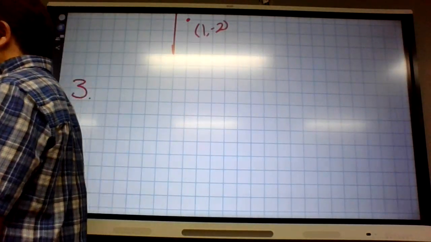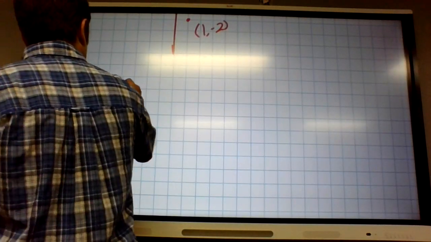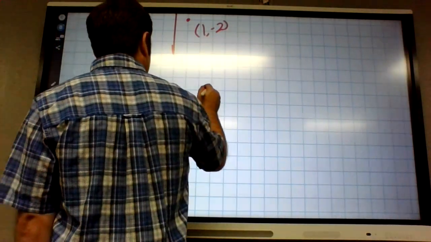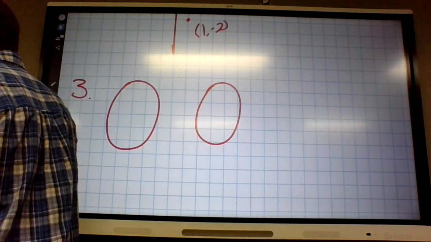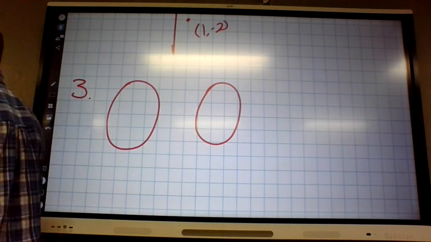Okay, number 3, do you guys remember these circles? Yes, this is called a mapping. The book calls it a mapping. The domain is on the left, the range is on the right. That's right. Good job, Skylar.